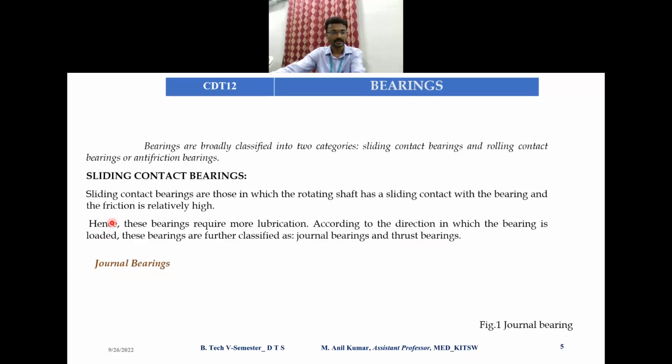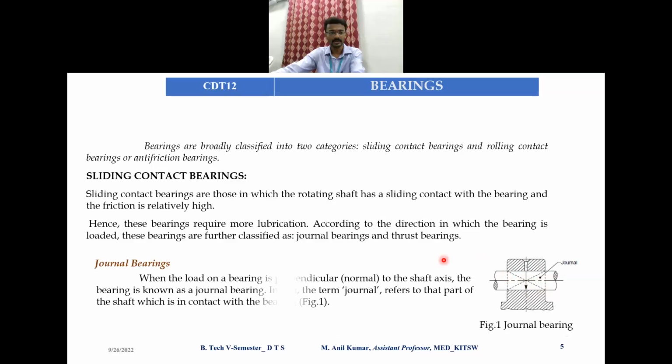This is a good example of a journal bearing, a shaft rotating in a journal. We call it a journal. Thrust forces are acting exactly at the center. When the load on the bearing is perpendicular to the shaft axis, the bearing is known as a journal bearing. You can see here the load is acting perpendicular to the axis of the shaft. So the term journal refers to the part of the shaft which is in contact with the bearing.